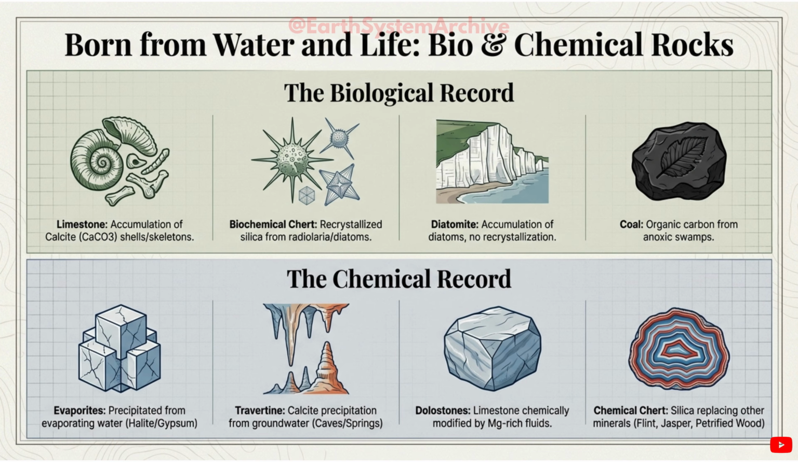Biochemical chert. Tiny silica-secreting plankton, like radiolaria and diatoms, accumulate and recrystallize into biochemical chert, often in thin beds. Diatomite. If diatoms accumulate and do not recrystallize, they form a white rock called diatomite. Coal, an organic rock. Coal forms from fossil plant matter, deposited in lush tropical wetland settings, and requires low oxygen conditions. It's carbon-rich and burns easily.